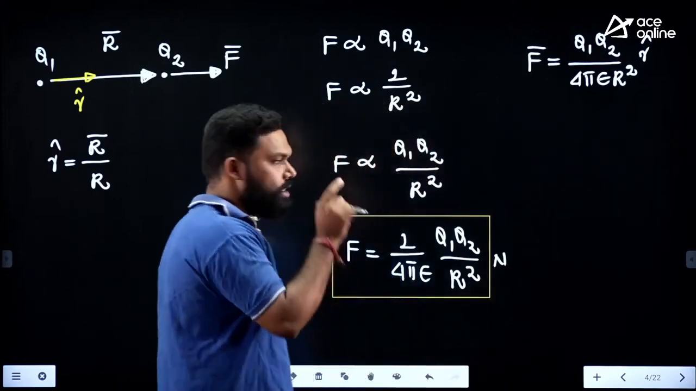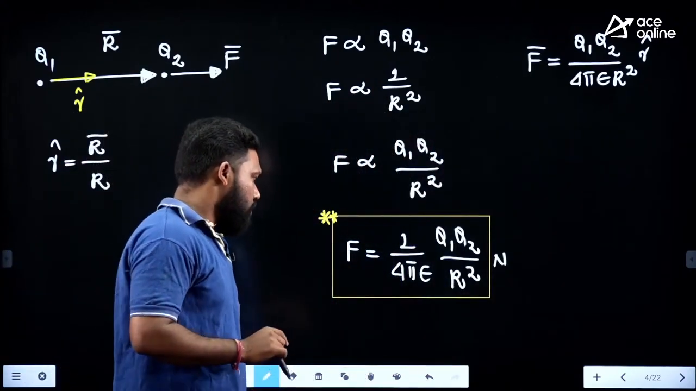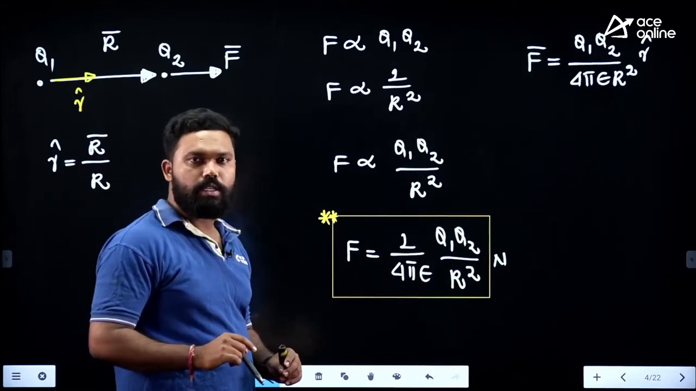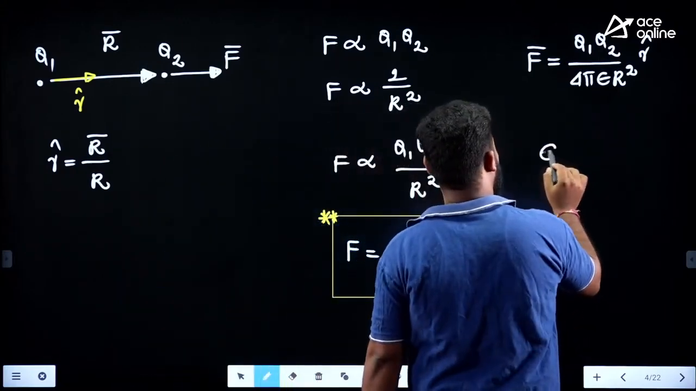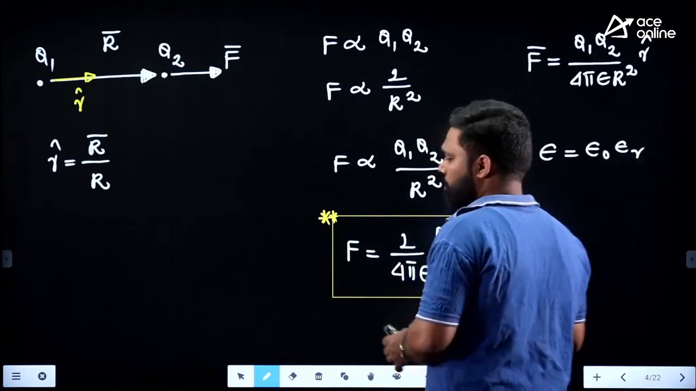Clear? Yes. So that is a vector form. Clear? Okay, fine. Now let me talk about this epsilon. What is this epsilon? That is called permittivity. It is a medium parameter. Epsilon is equal to epsilon naught epsilon r.